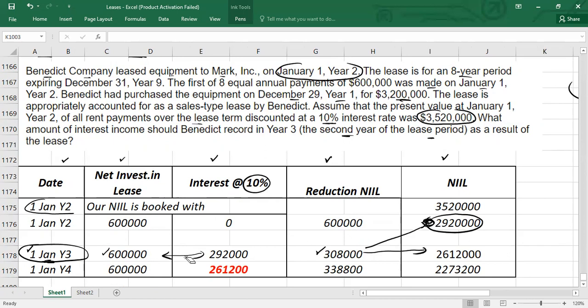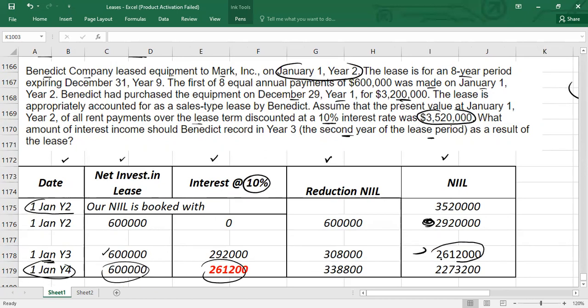Okay guys, now we have the next payment also on 1st January year 4. Again we got 600,000. Now how do I calculate this interest? I will take the previous value, this value, times 10%. It will give me this interest. The difference of installment and interest is going to be the reduction in net investment in lease. And if I want to take the next balance, I will take this minus this value, equal to this value. Now guys, what was the question?